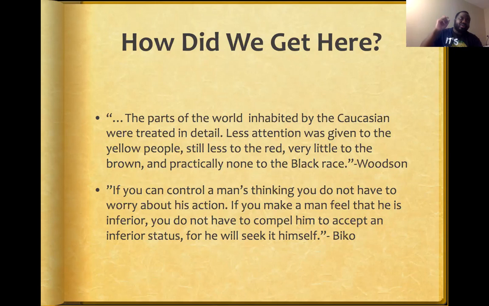So I thought that was such a fantastic manifestation of this idea that you do not have to compel him to accept his inferior status. He found the back door himself in this land he had never been to. That's how much this has been ingrained in him. And again, this is no slight to Basil, who's an icon of South African sport, especially of Black South African sport. But these are the sort of things that we deal with. So that's how we got here. These are just two prominent thinkers who have spoken about this.